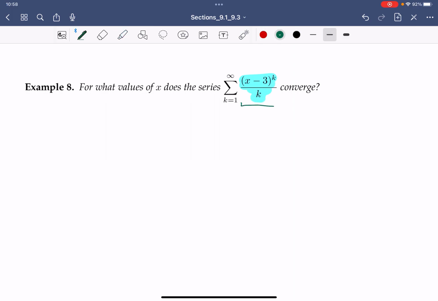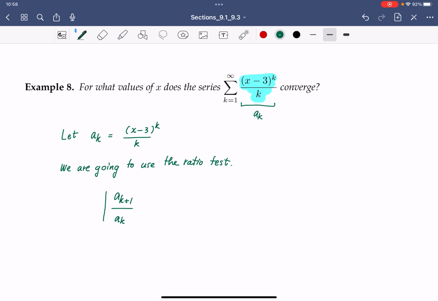So set this one to be a_k. Let a_k be (x minus 3)^k over k. Once you let this thing be a_k, we plan to use the ratio test. What we're going to do with the ratio test is compute a_(k+1) and then a_k, and then take the absolute value because you want to make sure that it is positive.